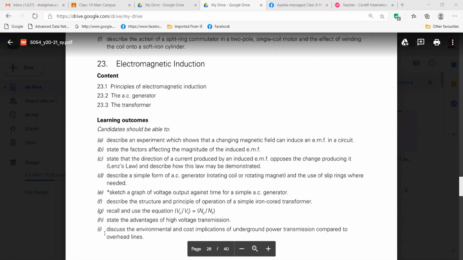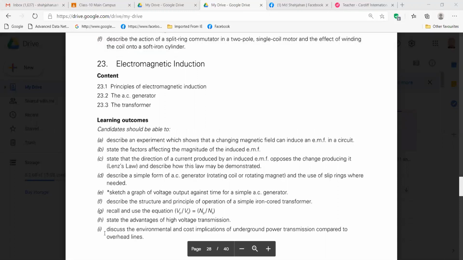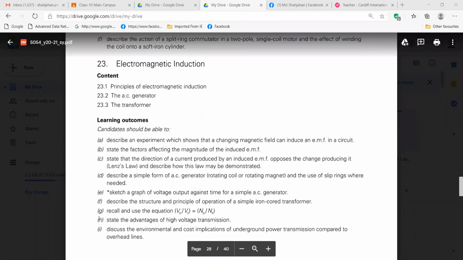And I is another thing. In our country we are using overhead grid lines, but in many countries they are using underground lines. So what are the environmental and cost implications of underground power transmission compared to overhead lines? That is different from transformers. So F, G, H, these three are related to transformer. We are going to do that.